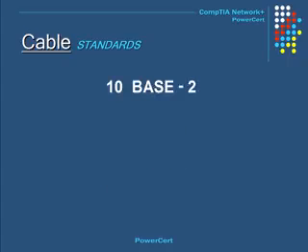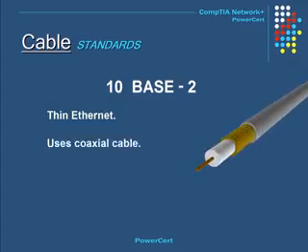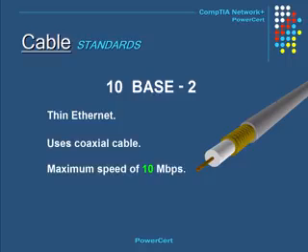10-base-2, which is also referred to as thin Ethernet, is a version of Ethernet that uses coaxial cable as opposed to unshielded twisted pair cabling. It has a maximum speed of 10 megabits per second and has a maximum length of 200 meters.